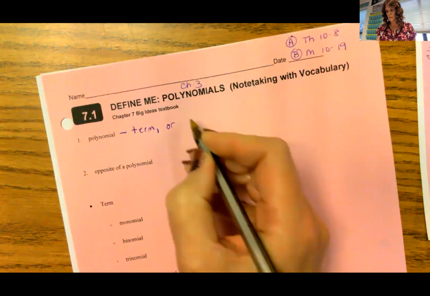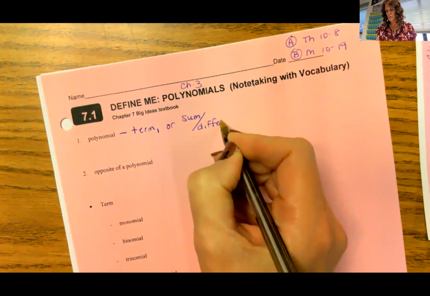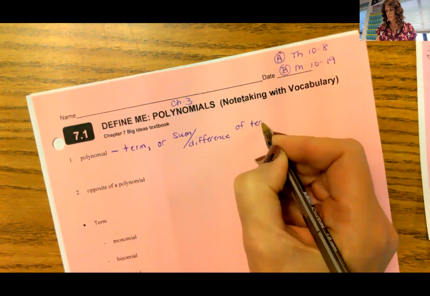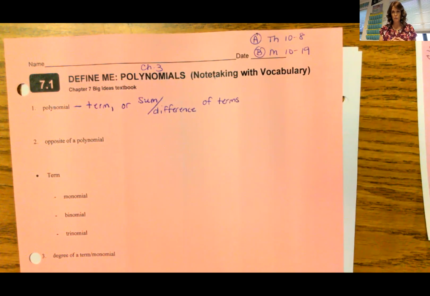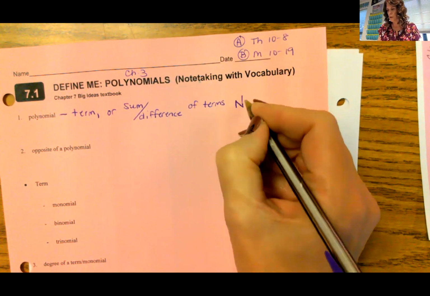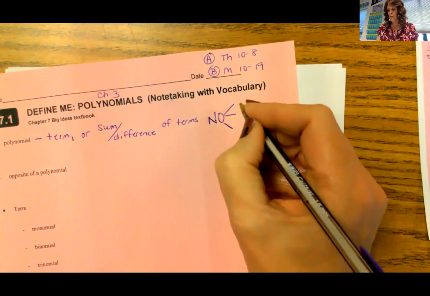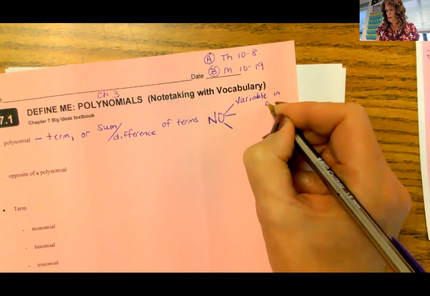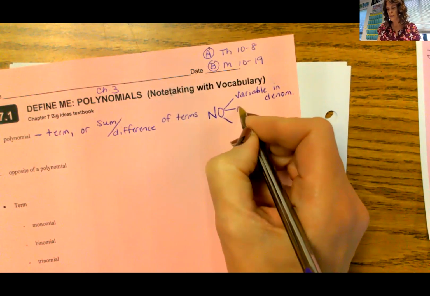or a sum or difference of terms. Now, sometimes it's best to describe something by what it isn't. So we are going to include some things that cannot be considered polynomials. So for it to be a polynomial, we're going to do 3 things that we can't have. We can't have a variable in the denominator. No variable in denominator, and I'm going to have to abbreviate that because I ran out of room. We also can't have negative exponents.